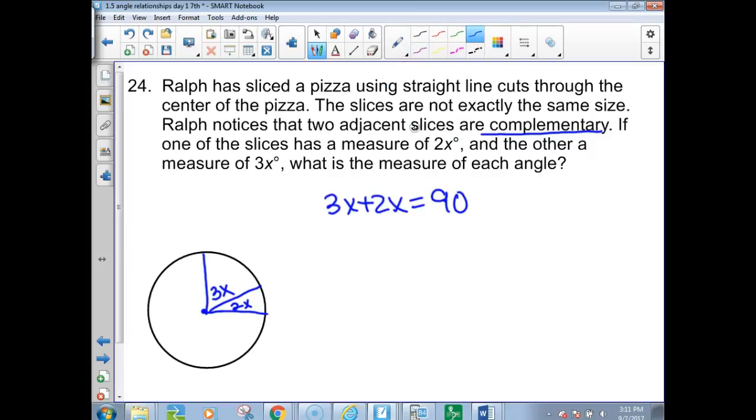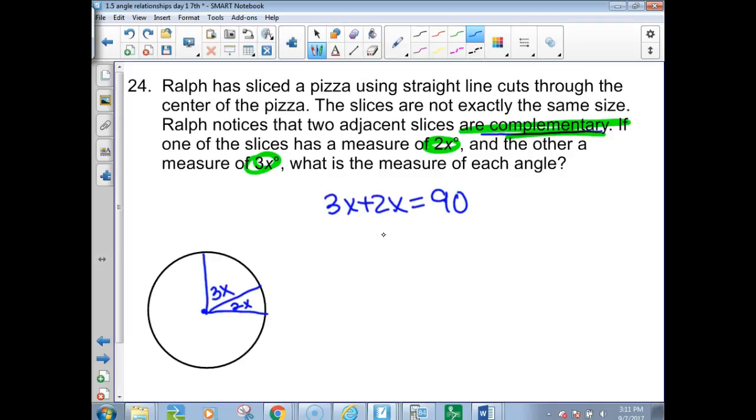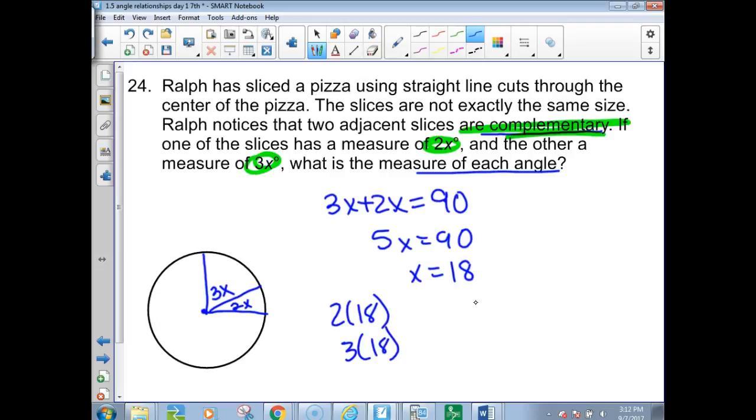So how do you know what to do with the problem? You find that you've got complementary angles and one of them's 2x and one of them's 3x, then you can just do the problem. That's all you really needed out of the whole thing about Ralph and his pizza. Now we're going to find out how big they are. So first you figure out what x is, and then you have to plug it back in. So the answer is not just 18. It's actually two different answers. You want each angle. You got to do 2 times 18 and 3 times 18 to get the answers: 36 and 54.